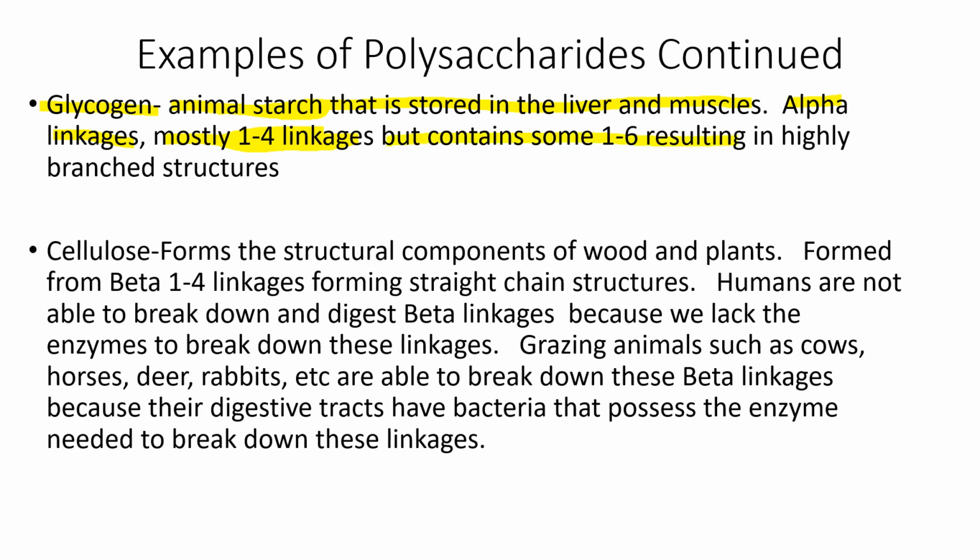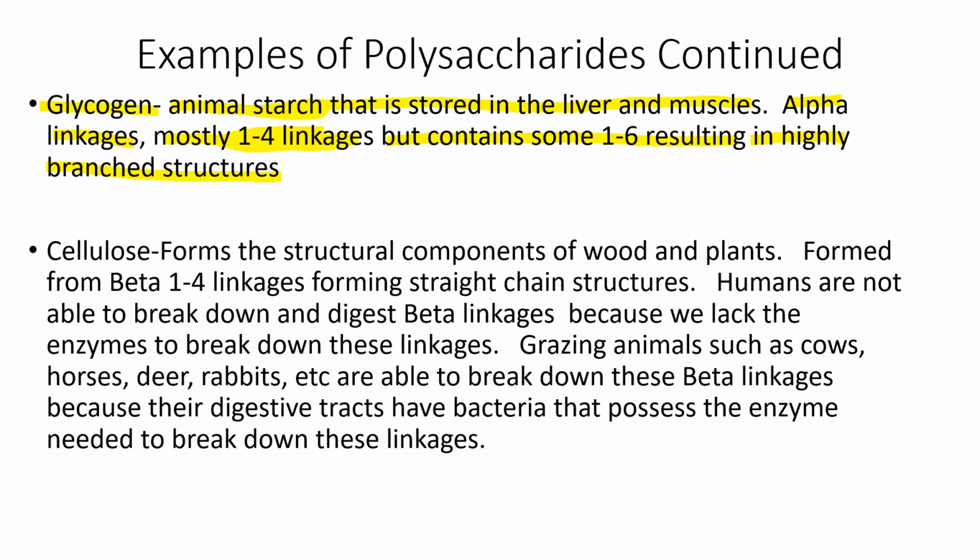So remember, anytime you have something other than a 1,4 linkage, you're going to get these highly branched structures. So this is how animals store their polysaccharides for use as energy later. It's stored in our livers and our muscles as glycogen.